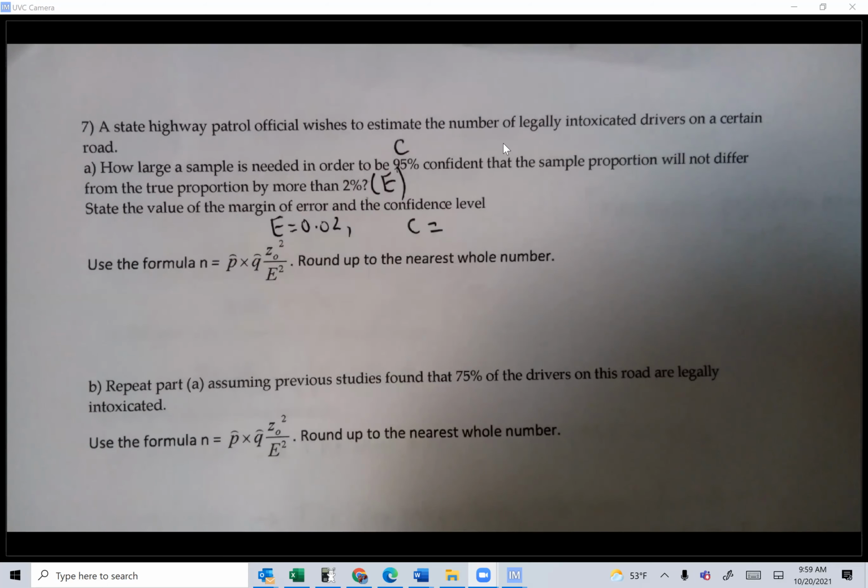$1.645 is the first one. What's the second one? The 95, guys. 1.96. You got it. So Zc is 1.96.